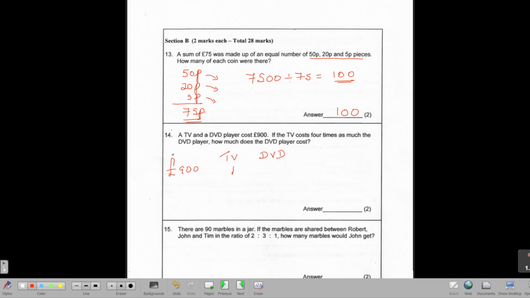A TV and a DVD player cost 900 pounds. TV costs 4 times as much as the DVD player. So let's add them. That is 5. 900 divided by 5 is 180. So DVD cost 1 times 180, which is 180 pounds.